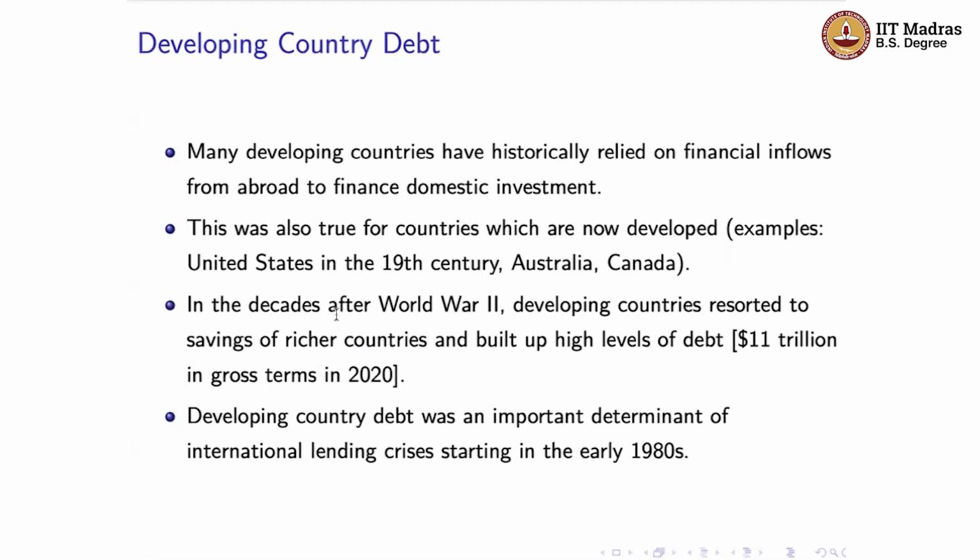Now, what happened is that in the decades after World War II, this is the period where this international capital market that we have been discussing was building up. So developing countries resorted to savings of these richer countries, and they ended up building very high levels of debt, right? This debt amounted to, for instance, $11 trillion in 2020, right? Now, this developing country debt was a very important determinant of several international financial crises that started in the early 1980s. So we want to understand a bit more of how such a financial crisis works.